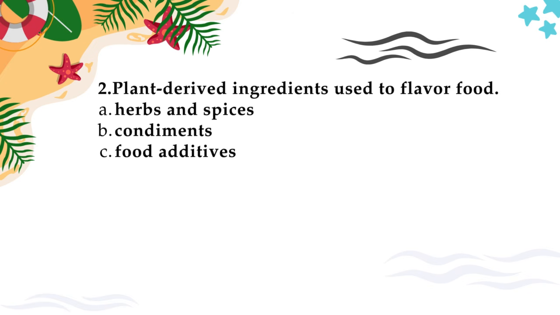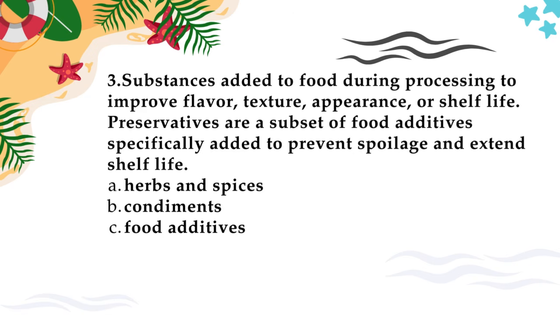Plant-derived ingredients used to flavor food. A. Herbs and spices. B. Condiments. C. Food additives. Substances added to food during processing to improve flavor, texture, appearance, or shelf life. Preservatives are a subset of food additives specifically added to prevent spoilage and extend shelf life.